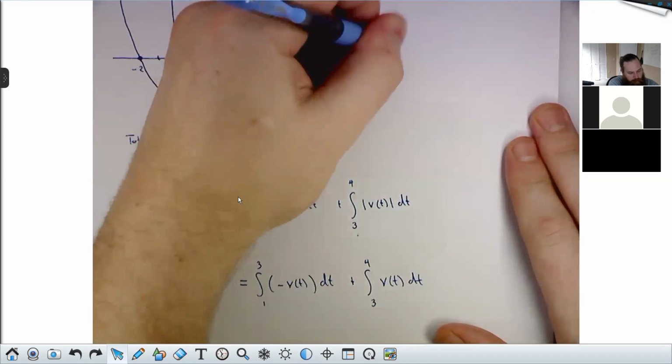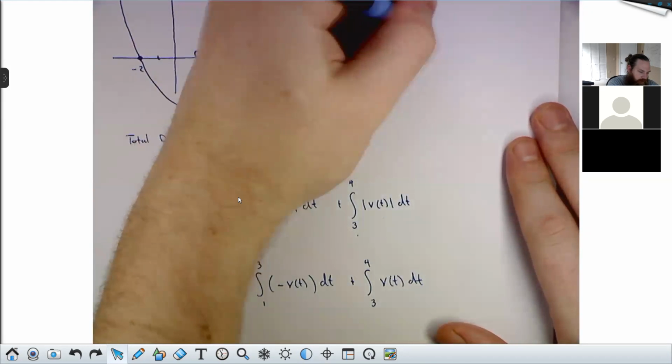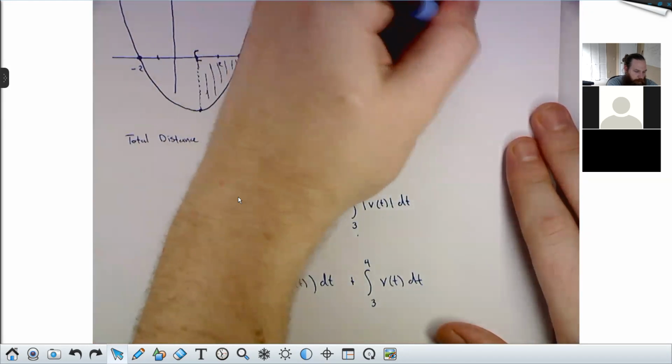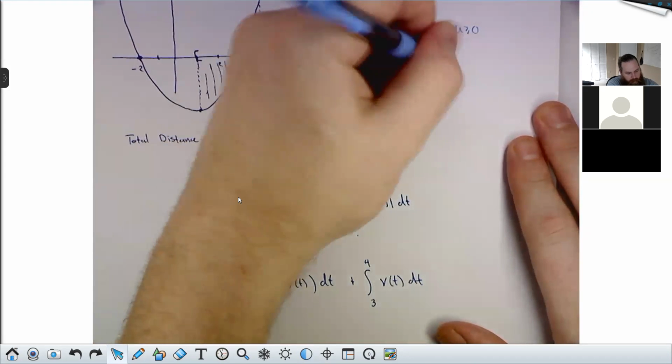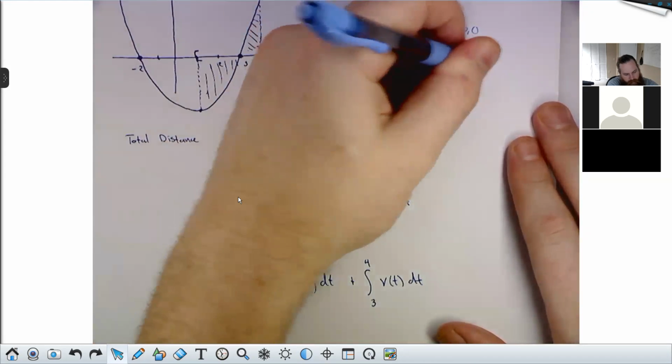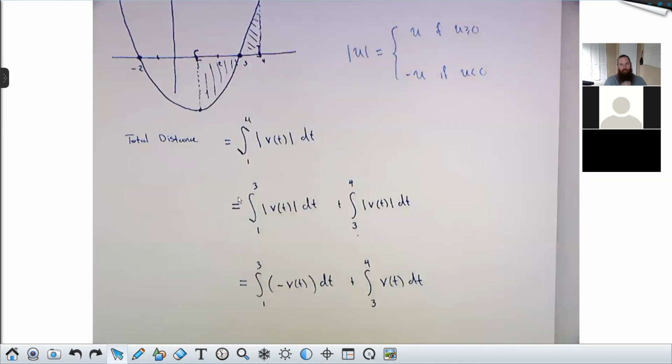The absolute value of some quantity is that quantity if it happens to be greater than or equal to 0. But it's the negative of that quantity if it is less than 0. So here, my quantity is less than 0. So the absolute value of it is the negative of that quantity, to make it positive. Making sense?